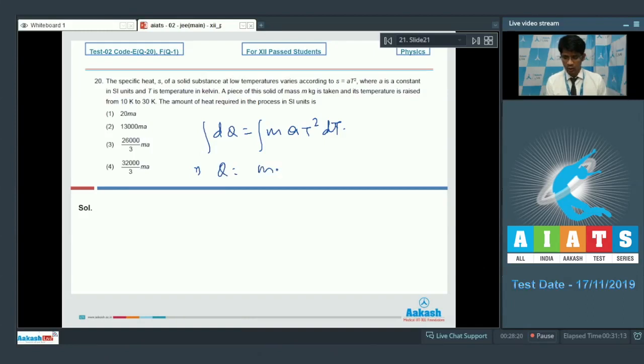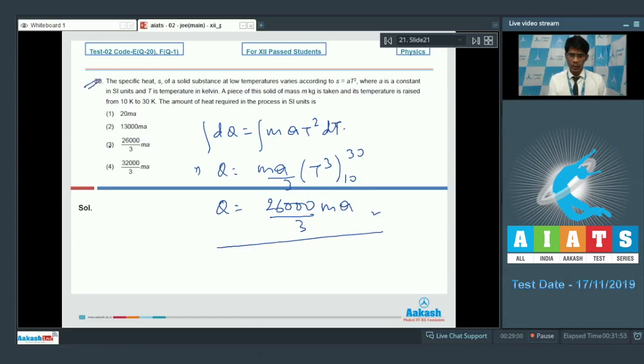So Q is equal to m A, T cube divided by 3, from 10 to 30. Q is equal to 26000 divided by 3 into m A. This is our final answer for question number 20. Option 3 is the correct answer.